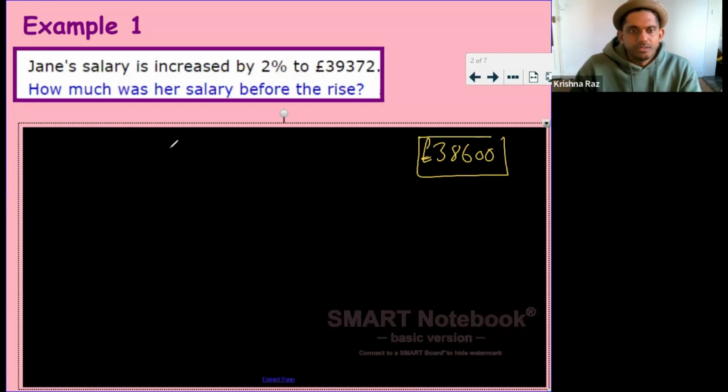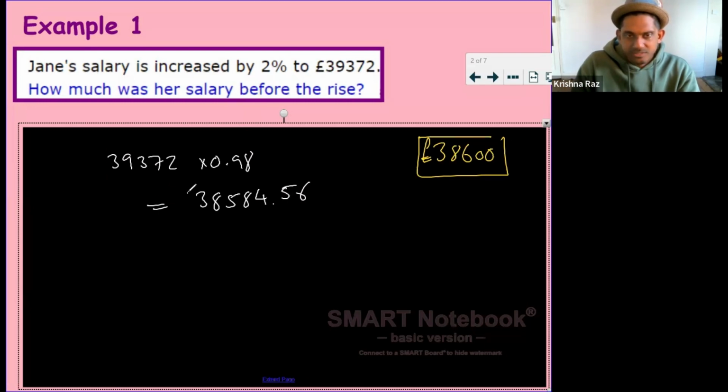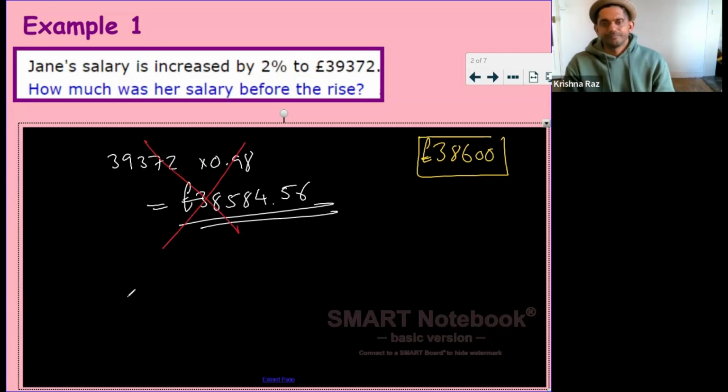is people will find 98% of this, thinking because it's gone up by 2%, we're just going to go down by 2%. Well, if I times 39,372 by 0.98, I will not get 38,600. I get 38,584 and 56 pence. So this is the wrong way to do it.